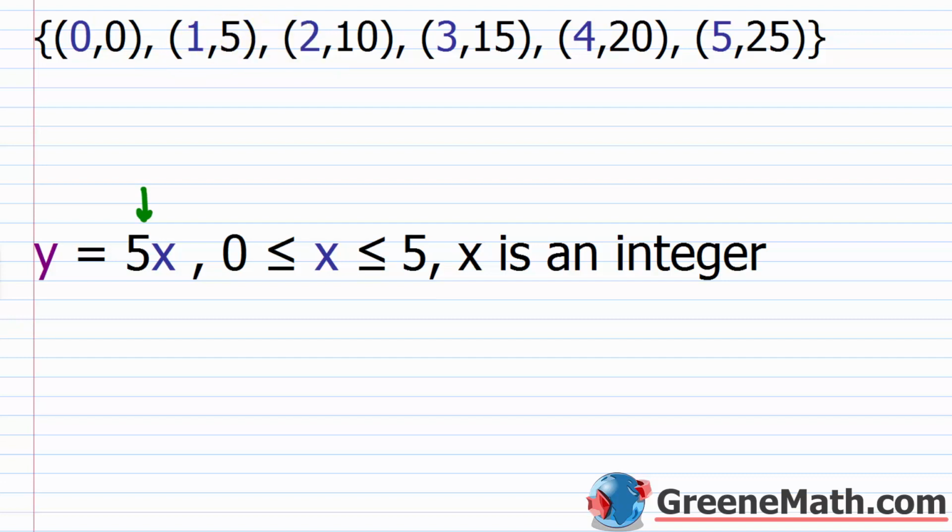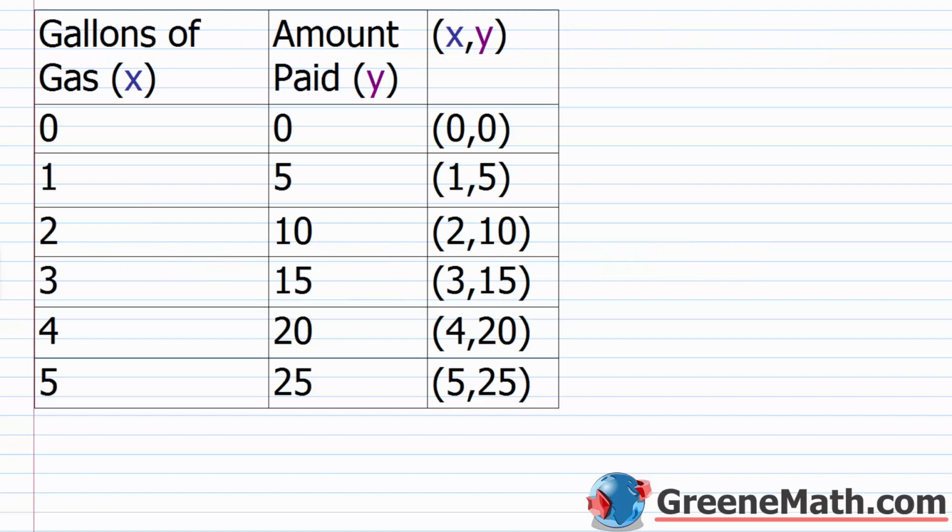Now, a cool way to look at this is with a little table. A lot of times you'll set this up with real world information. So if we have gallons of gas here as x, amount paid as y, and again, our ordered pair (x, y). So we have 0 gallons of gas means she pays 0, (0, 0), right? Going all the way through this, again, if she bought 5 gallons of gas, she pays $25 total. It's (5, 25) as an ordered pair.